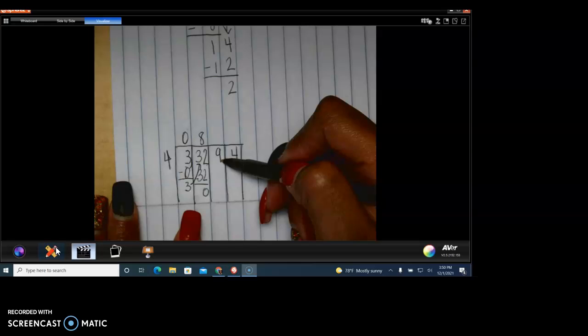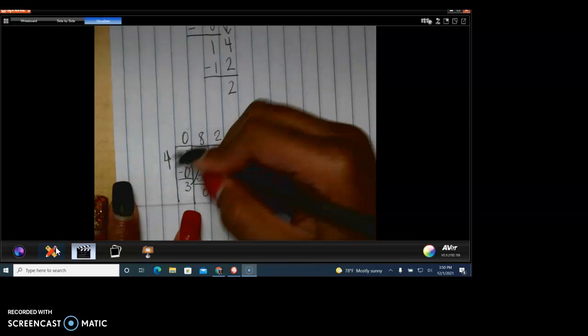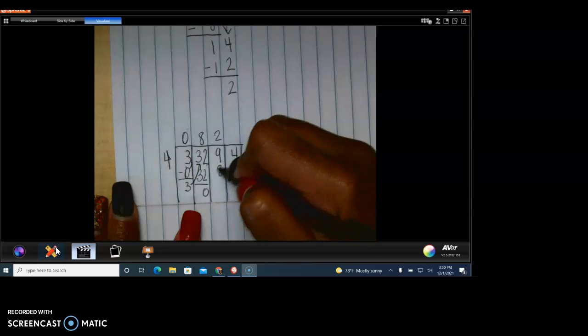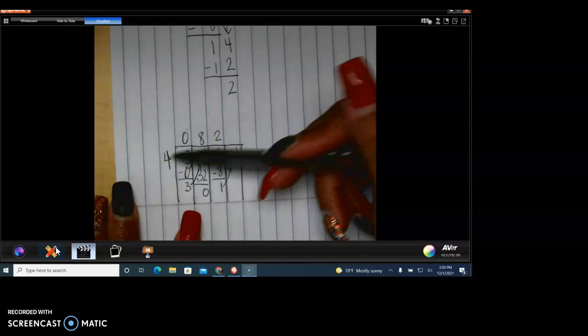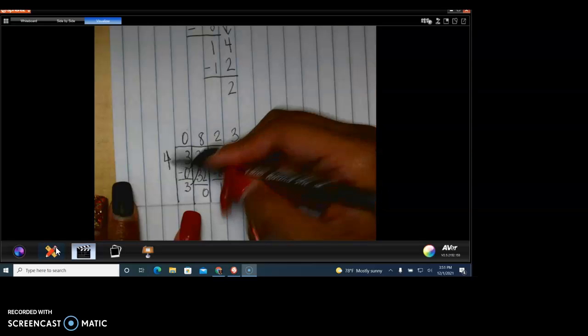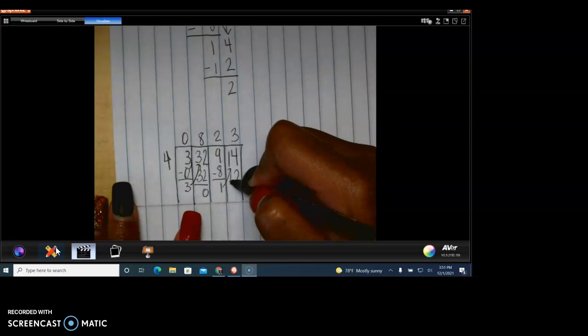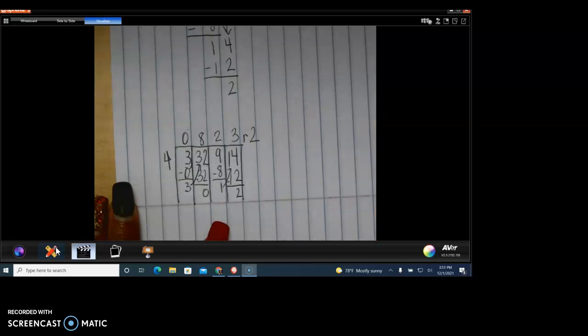How many groups can I make from 9? I can make 2 groups. 2 times the 4 is 8. I'm left with 1. I carry that over here. How many groups can I make from 14? I can make 3 groups. 3 times 4 is 12. When I subtract, I'm left with 2. My remainder is still 2.